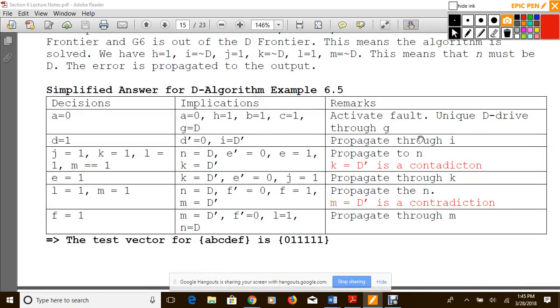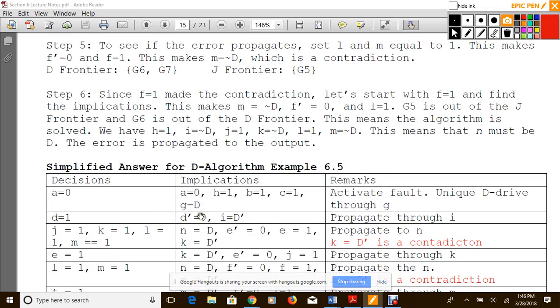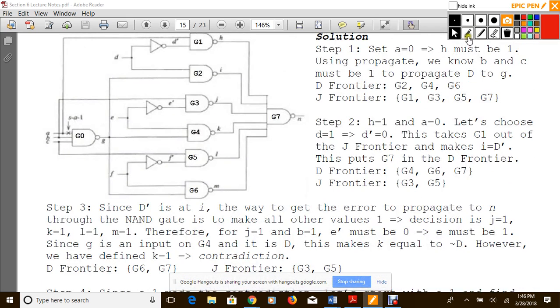So what I would recommend you do is write this solution out and then look at this circuit as you're looking at the video. And so therefore we know that since H is 1, right? And we also know that B and C are 1 as well, which means that these inputs are 1, right? And because of that, G is going to be equal to D because we're expecting a 0 and getting a 1. So we've activated the fault and we have done a unique D drive through G, right? So that's what this unique D drive is. We've driven it to these outputs here.